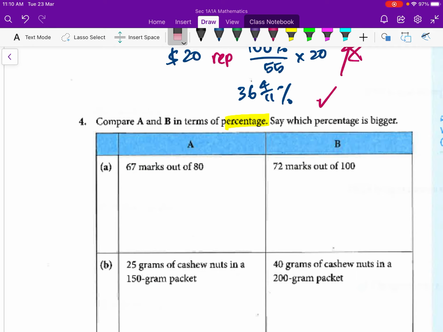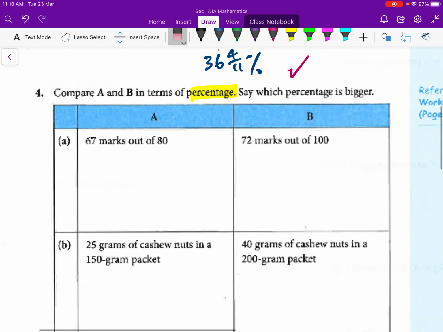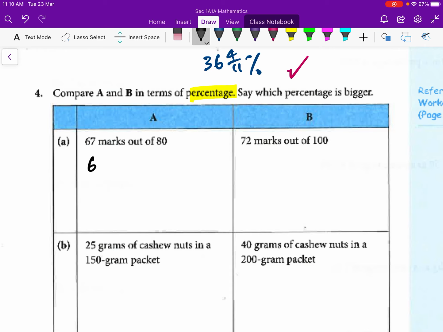So, let's look at the instructions. They say, express A and B in terms of percentage. Then you say which percentage is bigger. Okay, so let's go ahead and do that. 67 out of 80 times 100%. But that doesn't give us a denominator of 100. So this gives me 67 divided by 80 times 100.